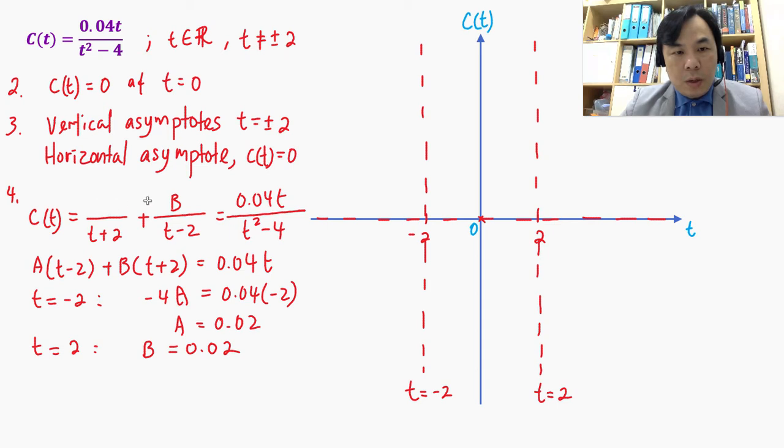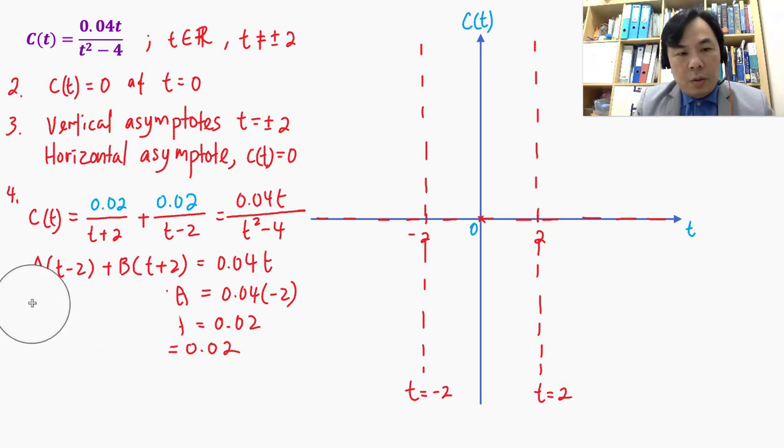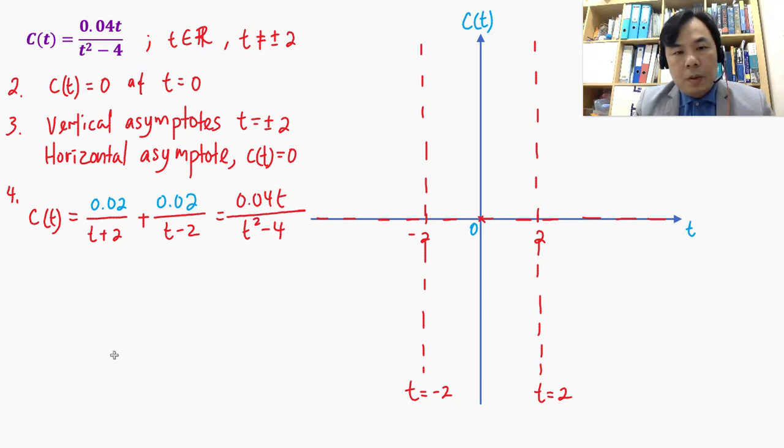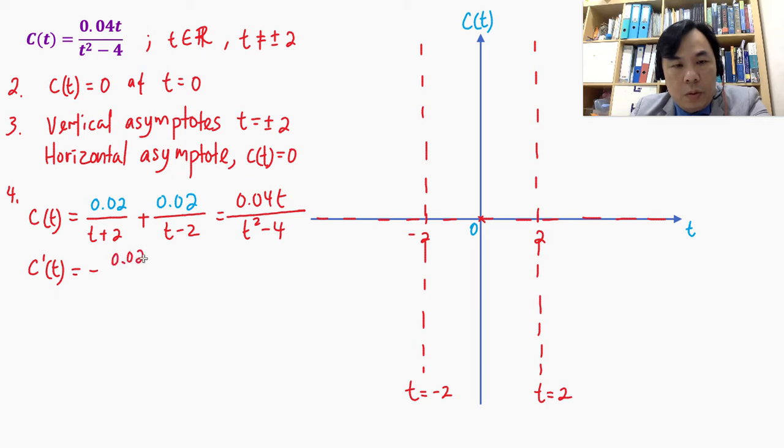So just let me clean this up. We will have 0.02, the other one also 0.02. There you have it. That is our partial fractions. So we don't need this anymore. Now we are ready to obtain its derivative. So from here, we can get C prime. We're going to differentiate this with respect to t. Now we will get, I can actually factorize everything, or I can leave it as 0.02 over (t plus 2) squared.